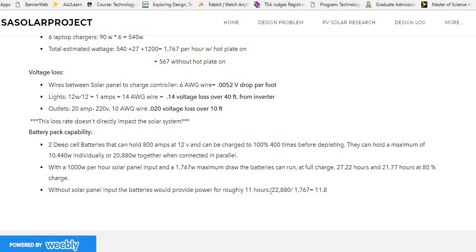And here's the basic calculation. I just took how much electricity the batteries could hold together, in watts, and then divided that by the maximum power draw to get about 11 hours.